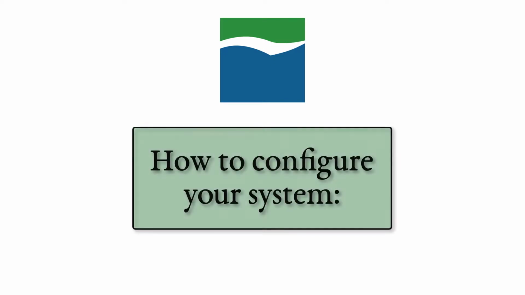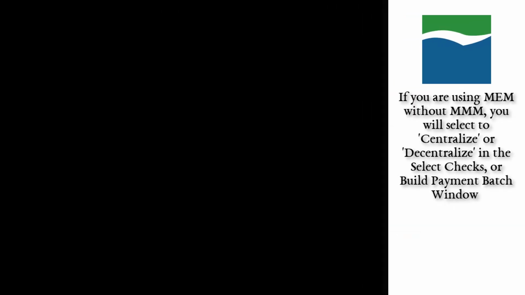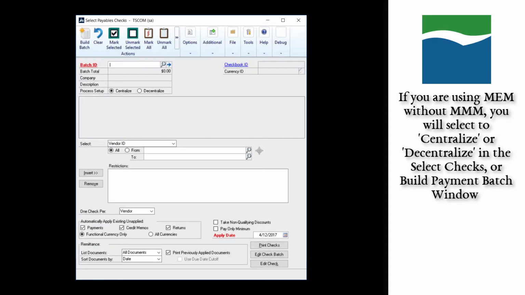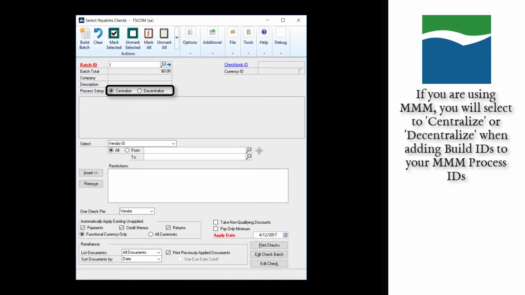Let's look at how to configure your system so that you can use the functions established by MEM in your multi-batch management process. If you are using MEM without MBM, then it is in the Select Checks or Build Payment Batch window that you will be able to select to centralize or decentralize your process. When using multi-batch management, you will make the selection when you are adding build IDs to your MBM process IDs.